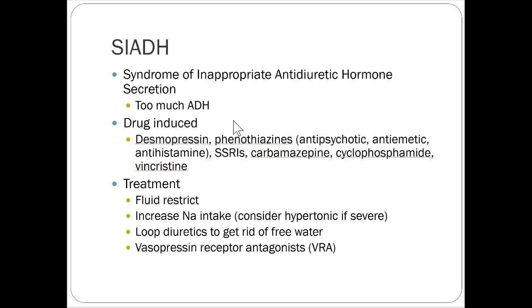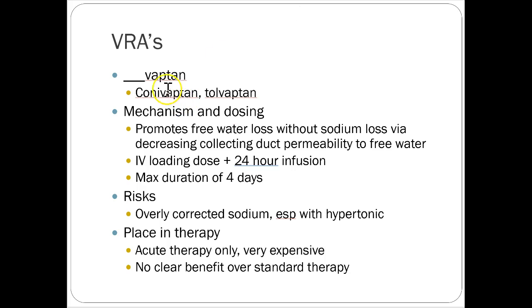Treatment, if somebody does have SIADH: you want to fluid restrict and increase your sodium intake. Consider your hypertonic saline option if you need severe replacement, or you need quick replacement. Loop diuretics can help get rid of free water, which can help a little bit, and vasopressin receptor antagonists are an option too. VRAs are a unique class of drug that end in vaptan. There's, I think, only two on the market, conivaptan and tolvaptan. These aren't really common medications, so honestly don't spend a lot of time on these. All you need to know about them is that they're used in more significant cases of SIADH or hyponatremia that's not responding to other things.